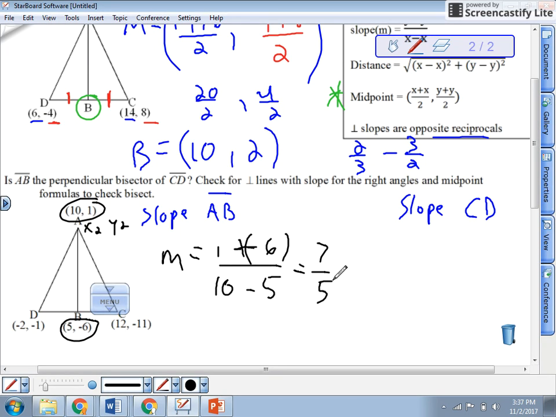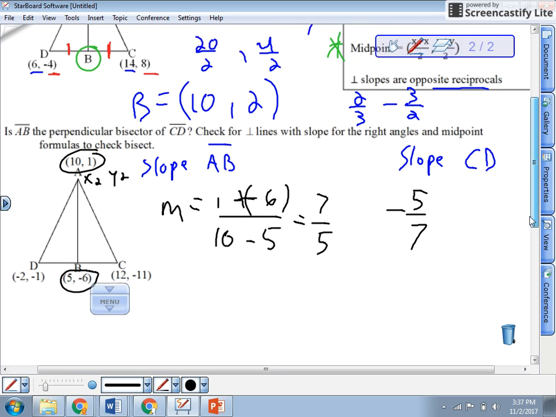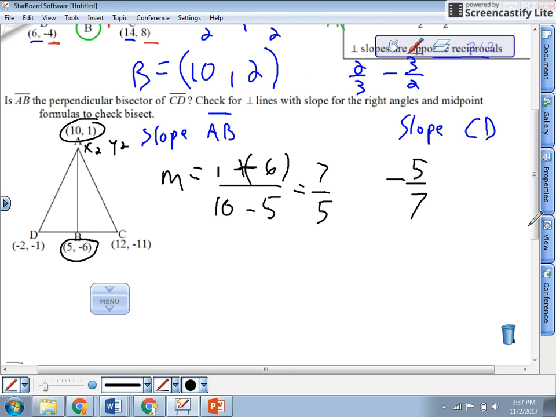So when I find the slope of CD, we want to make sure that if it's perpendicular, it's got to be the opposite, 5 over 7. So you're going to check that. And then to find if it's the midpoint, we're going to add these two together. And I'll show you right here. Not only does it have to be perpendicular, these two added up have to equal this.